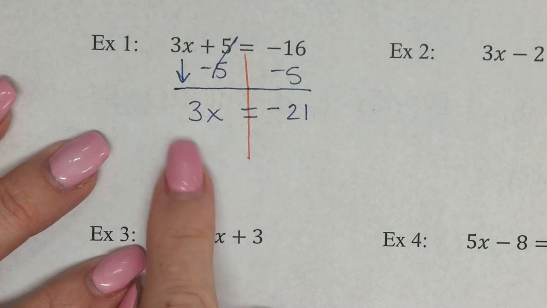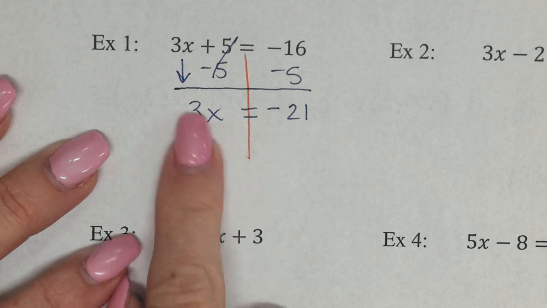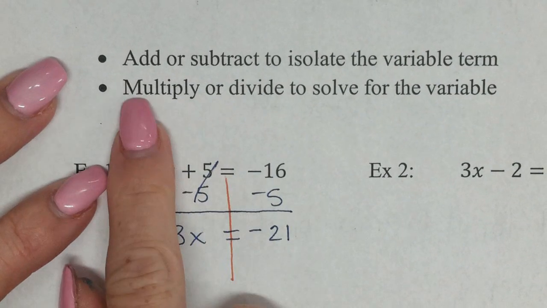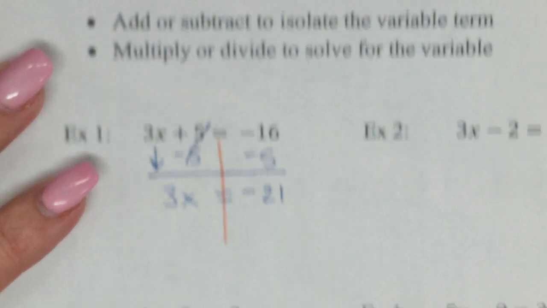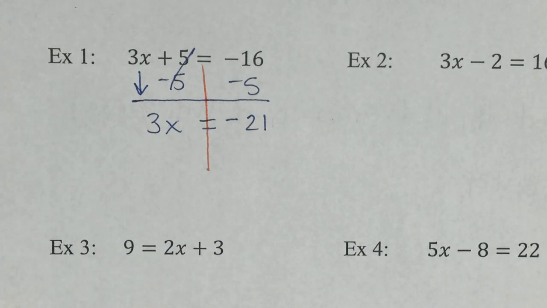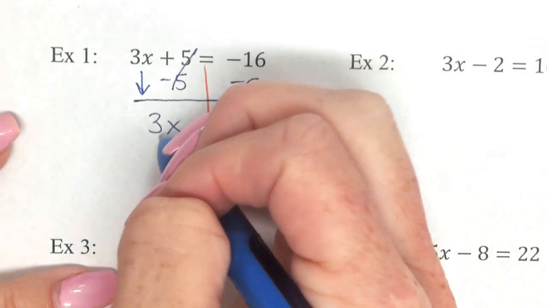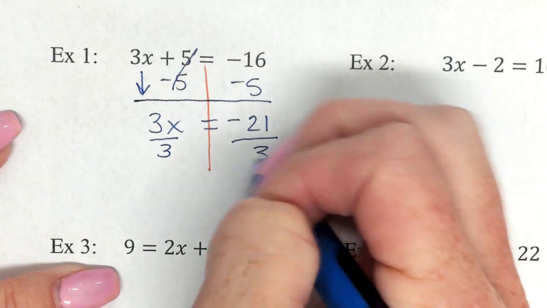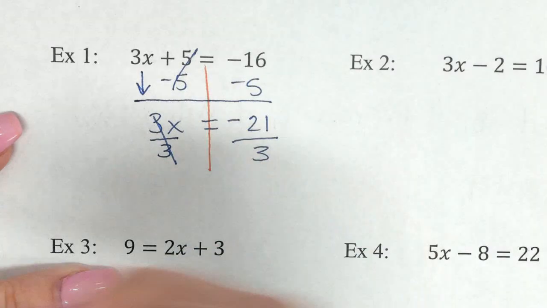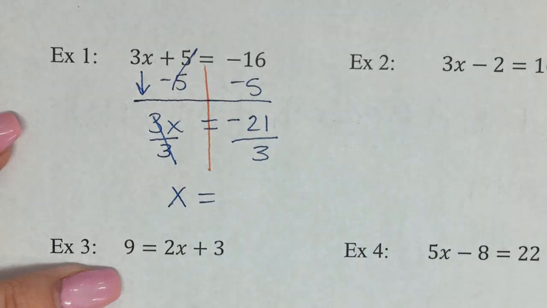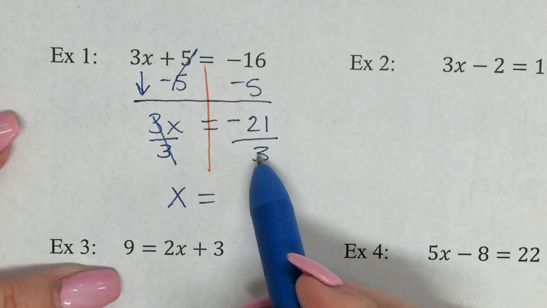Now your last step is to get rid of the coefficient of x. And if you look right here, the second step is to multiply or divide. What did we learn yesterday? When the number is attached to the x with no sign, that means multiplication. So the opposite operation is to divide. So I divide both sides by 3. 3 divided by 3 cancels out to 1, and 1 times x is x. So it is gone. And negative 21 divided by 3.